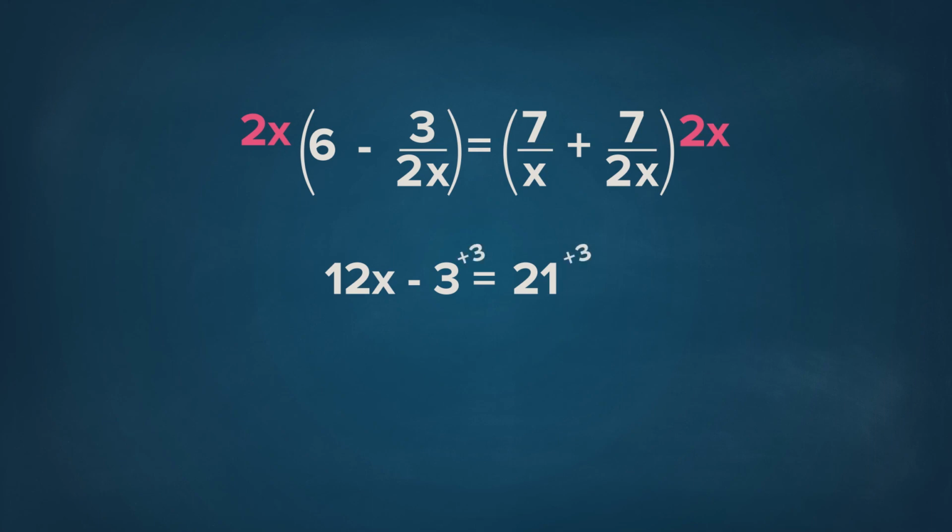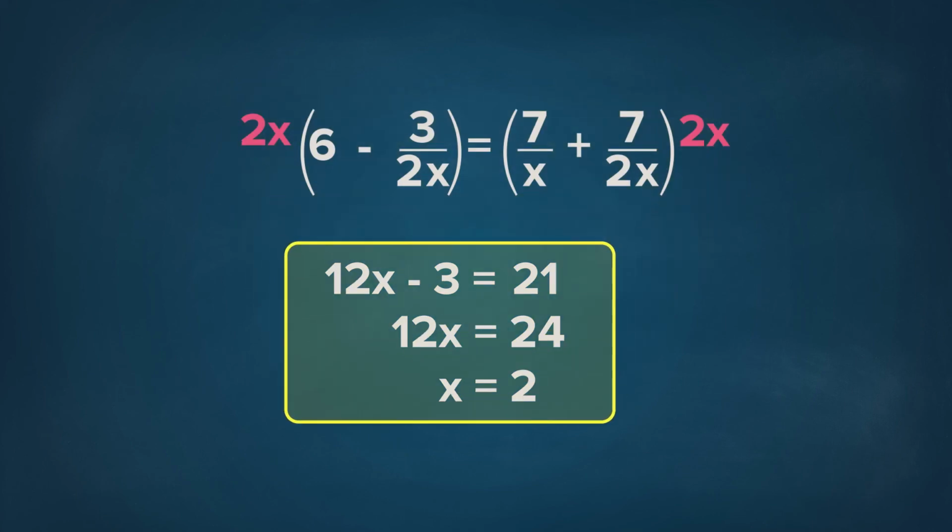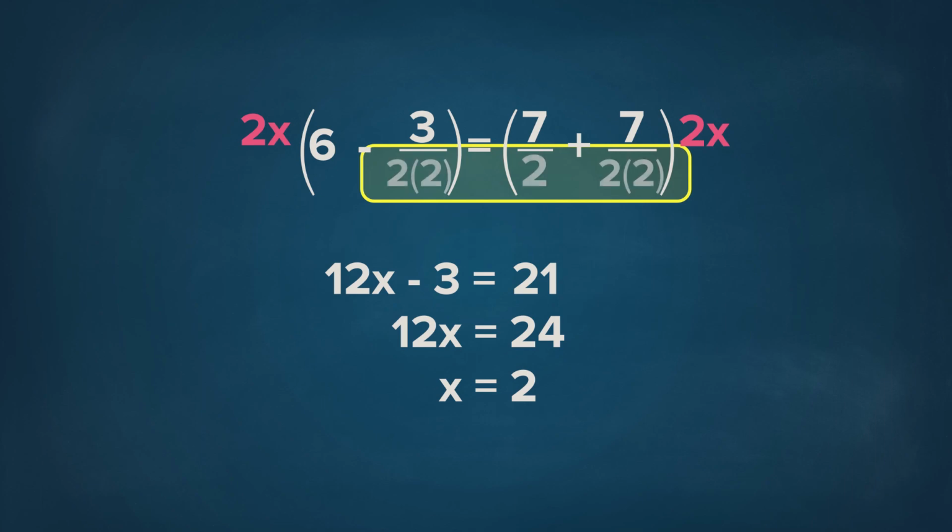First, we'll add 3 to each side. Then, divide by 12. x equals 2. 2 is an allowable solution for this equation, and we didn't make any math errors, so 2 is the solution to the equation. By multiplying by the least common denominator, we're able to rewrite the equation without any fractions. Just make sure to check that the answer does not cause a denominator to be 0.